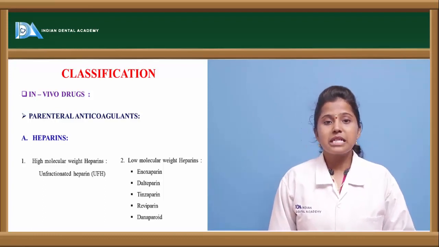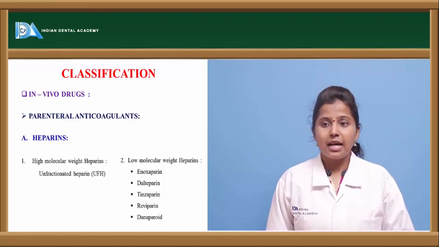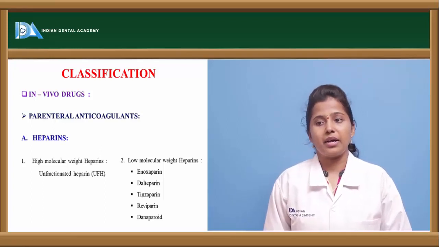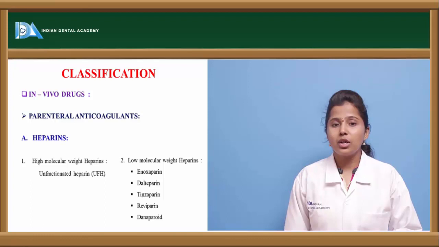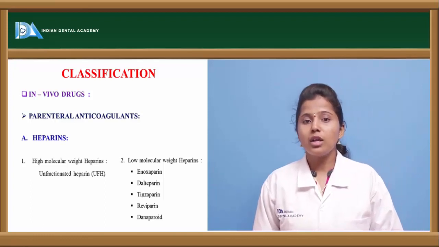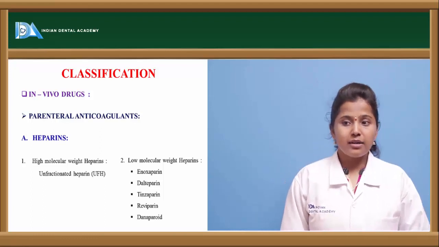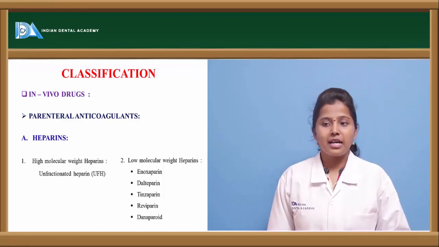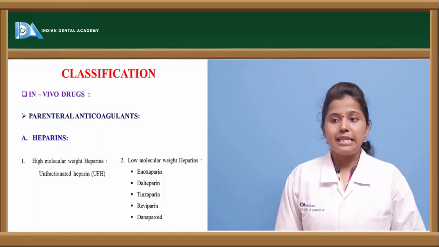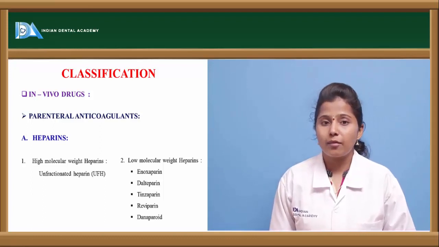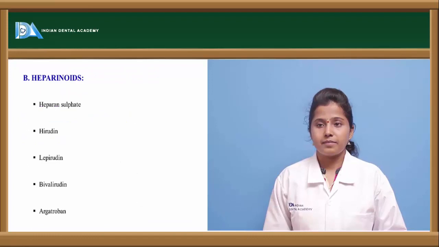The first one is high molecular weight heparin, which includes unfractionated heparin. The second is low molecular weight heparins. Low molecular weight heparins include enoxaparin, dalteparin, tinzaparin, reviparin and danaparoid. These are the drugs which have a low molecular weight form of heparin.